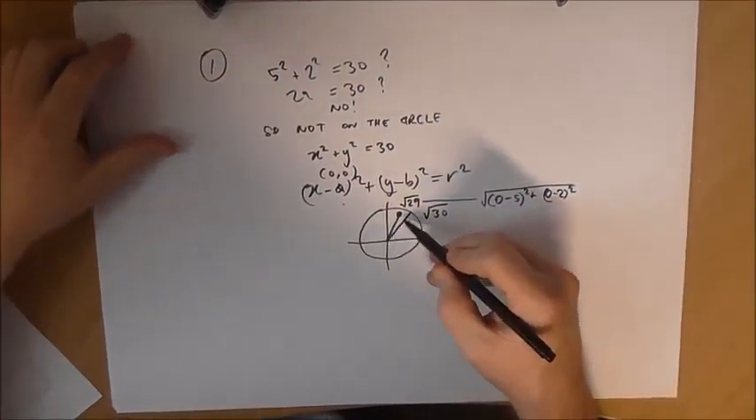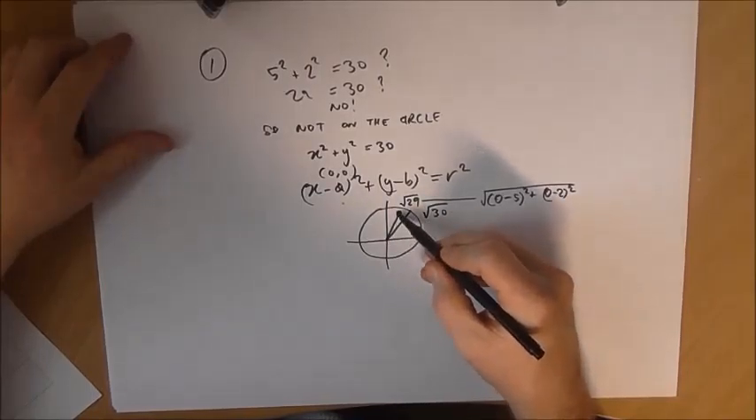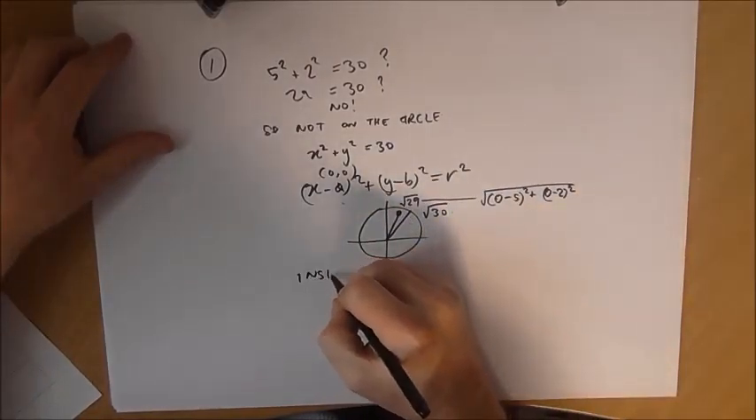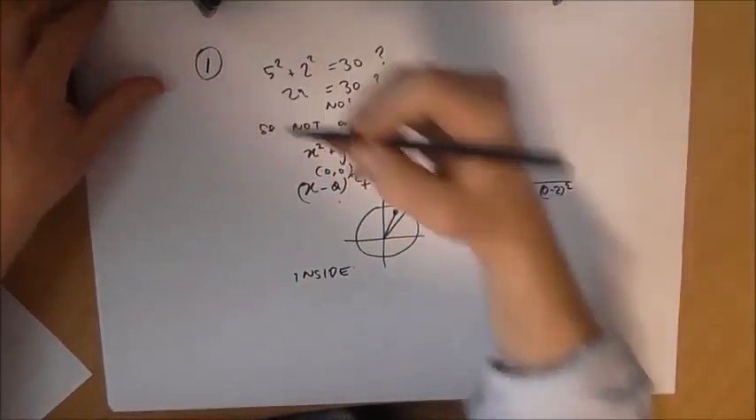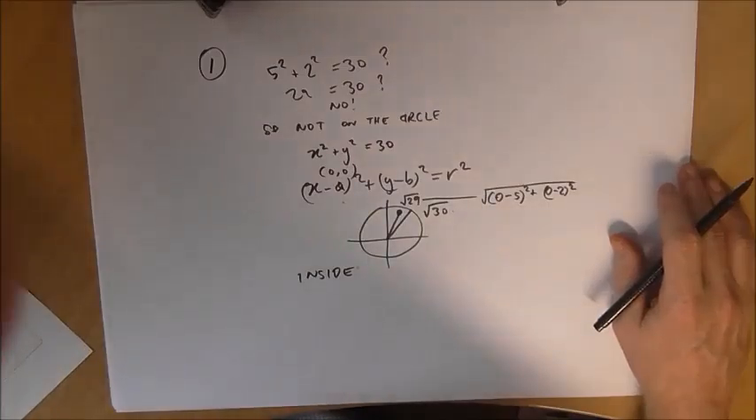So yeah, because the distance to the circumference is longer than the distance to the point, the answer is therefore inside. Now, the mark scheme doesn't require that much detail, but that is a full, rigorous analysis of exactly where it is.